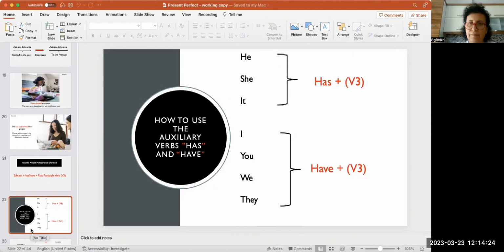Has has to go with the subject. So when the subject is he, it's going to be he has. When the subject is she, she has. It has. If the subject is I, now I is singular, but I goes with have. That has to be learned. You could be single or plural, but it always will go with have. We will always go with have, and they will always go with have.